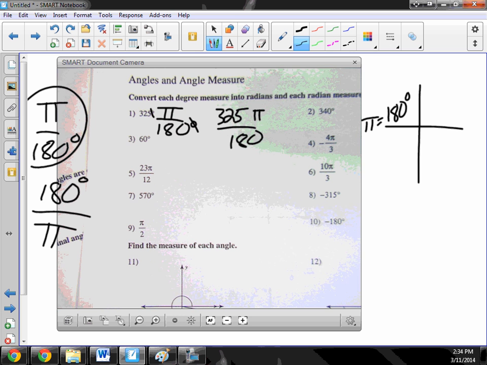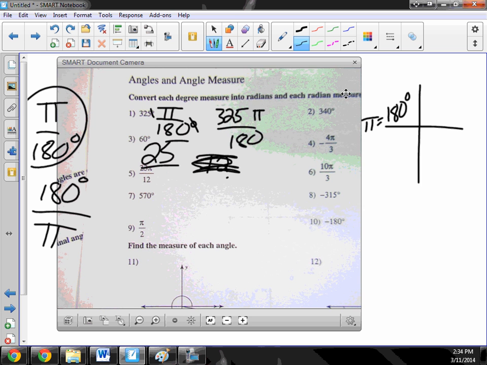So what is 325 over 180? What is it? Speak up. 65 over 36? No, 25 over 18, and then you have to put the pi on. So 25 pi over 18.